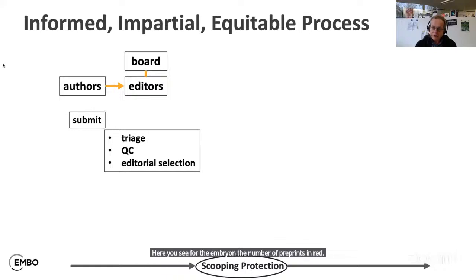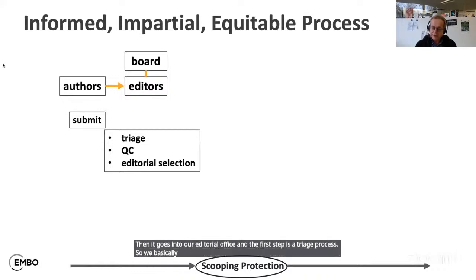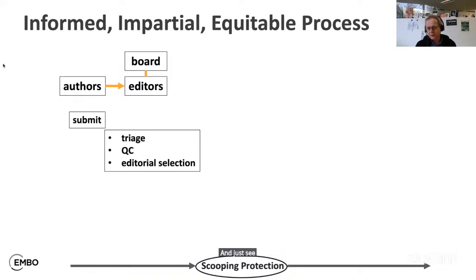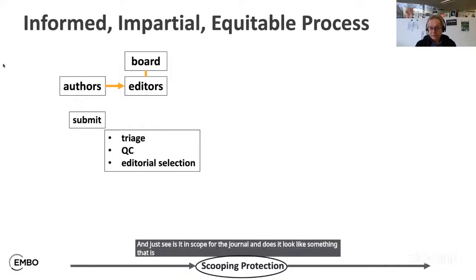Then it goes into our editorial office, and the first step is a triage process. So we basically have a very, very fast look at the paper, and for us this means 3 independent editors look for about 2 to 3 minutes at the title and abstract and just see: is it in scope for the journal, and does it look like something sufficiently surprising and interesting for us to read in full? That is a process we only started 2-3 years ago. We were very nervous about it. We still feel pretty comfortable.